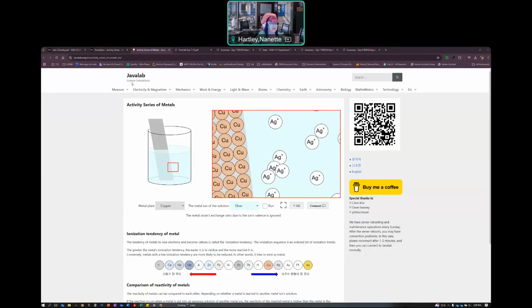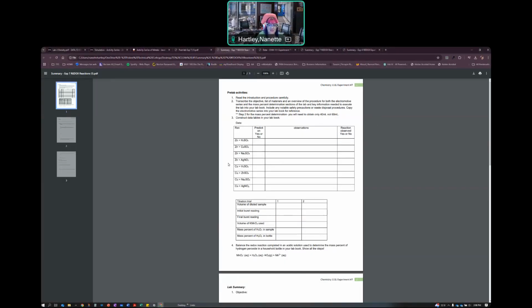Now, things are a little discombobulated. I've got things all over the place, but we are going to be talking about experiment 7. When we talk about experiment 7, there are a couple of things we want to look at. This is the summary for experiment 7.